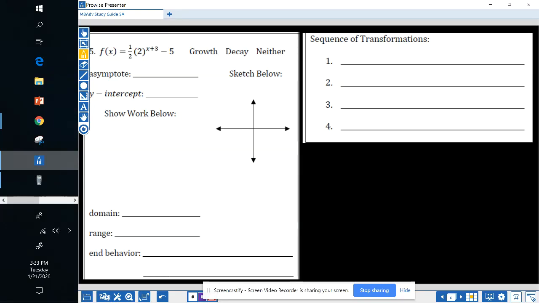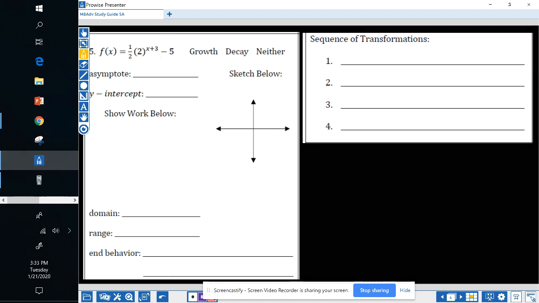Okay, now we have a transformed exponential function. So our asymptote is always the k, which in this case is our -5. So y equals -5. Our b value is 2, which is more than 1, so we have a growth. Our y-intercept is when x is 0.